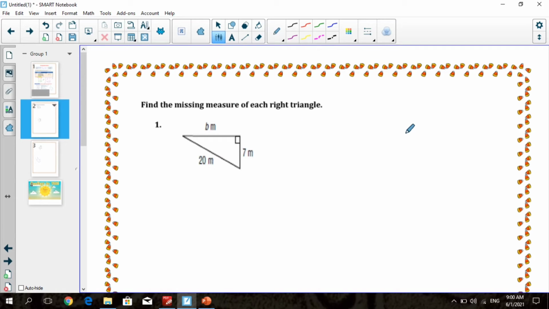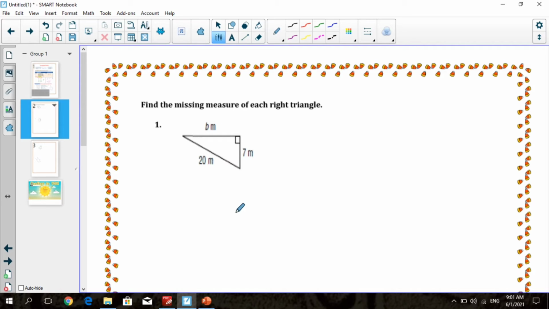Okay, we're still in the same topic. He wants from you here: find the missing measure of each right triangle. So here he gave you some right triangles and he wants from you to find the missing measure, okay? So in the first example here, the missing is the length of B.